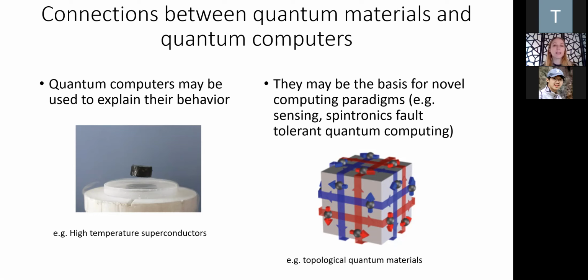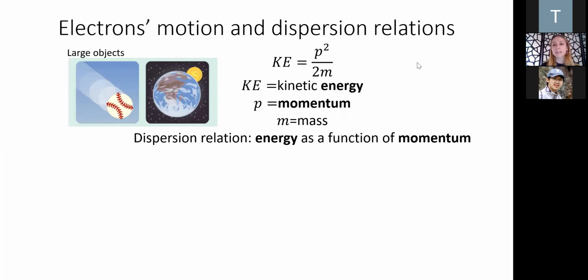But the other approach is that quantum materials may be the basis for novel computing paradigms, including quantum computing paradigms. Examples of this include quantum sensing, spintronics, I left off a comma there, sorry, fault-tolerant quantum computing as well. And this is where topological quantum materials might play a role. So before I get there, let me discuss a little bit about how electrons move in crystalline solids and what we can learn from it.